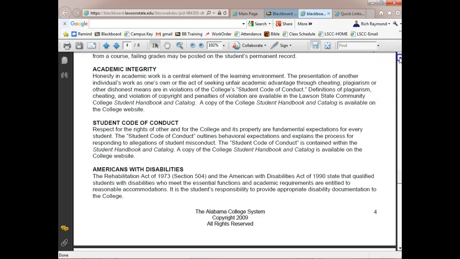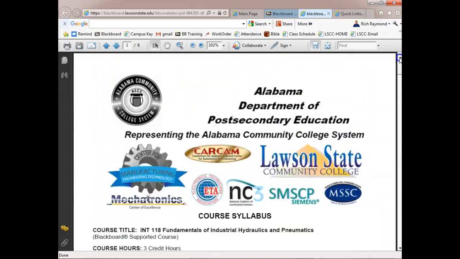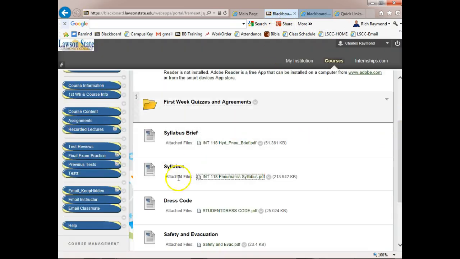So you have the brief. That's a basic look at the syllabus. And like I said, we're not going to go in a lot of detail on this because you're required to read the syllabus, so I'm not going to go over everything. But what is required is before Friday, you're required to take the first week quizzes and agreements. So inside this, if it opens up, guys, inside the first week quizzes and agreements, you have your syllabus quiz. So you have to take a quiz on the syllabus. So basically that proves that you read it.